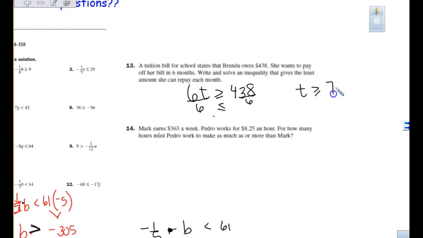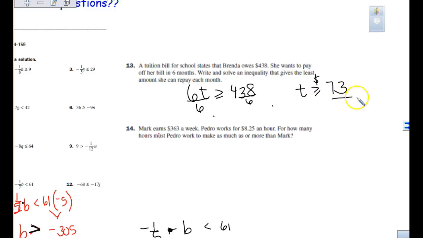Is that all you got? Okay. You could have one like this on our test next week when you're solving it, where we're looking at writing this and solving. It says, write and solve an inequality that gives the least amount he could repay each month. I agree. The least he could pay, we want to go greater or equal because the least he could pay is 73. And if he pays 73 for 6 months, he's done, right? But could he pay $80 a month, 1 month?